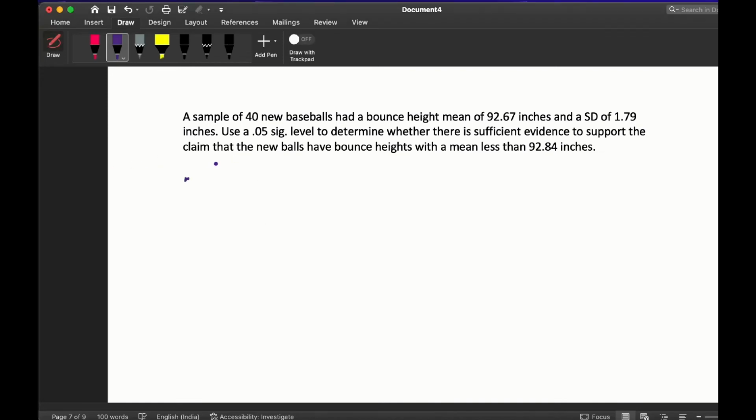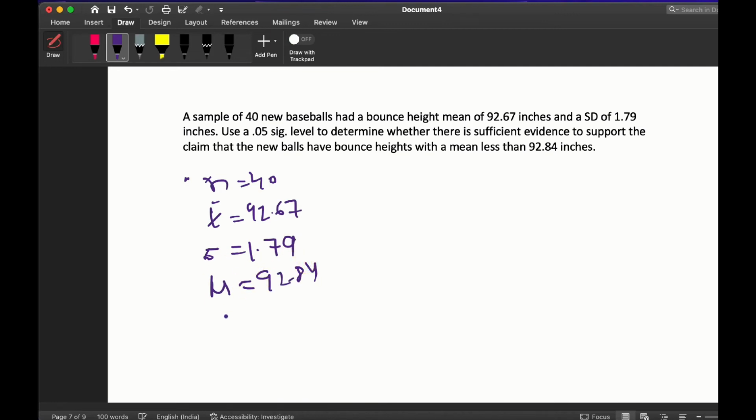Okay, so quickly we will do one more problem, and this is a lower tail test, and after that I will summarize an interesting point by which you will never make any kind of mistake. So again, here you will see n equal to 40 and x bar equal to 92.67, sigma equal to 1.79, and mu is 92.84, and the significance level alpha is 0.05.